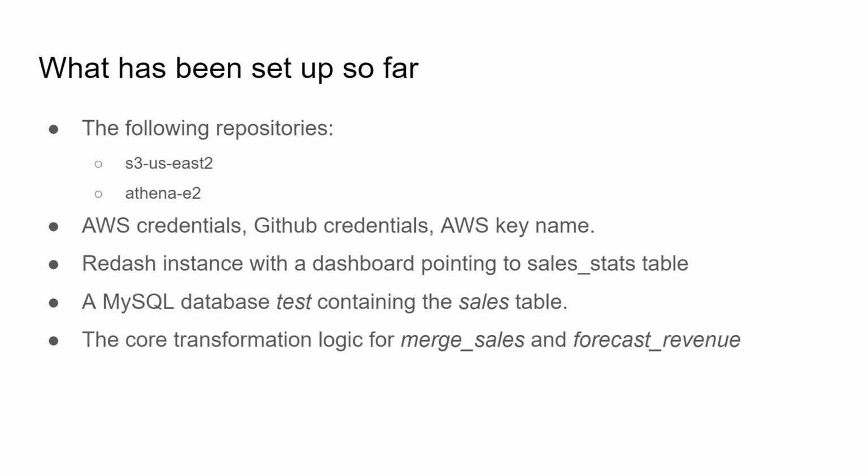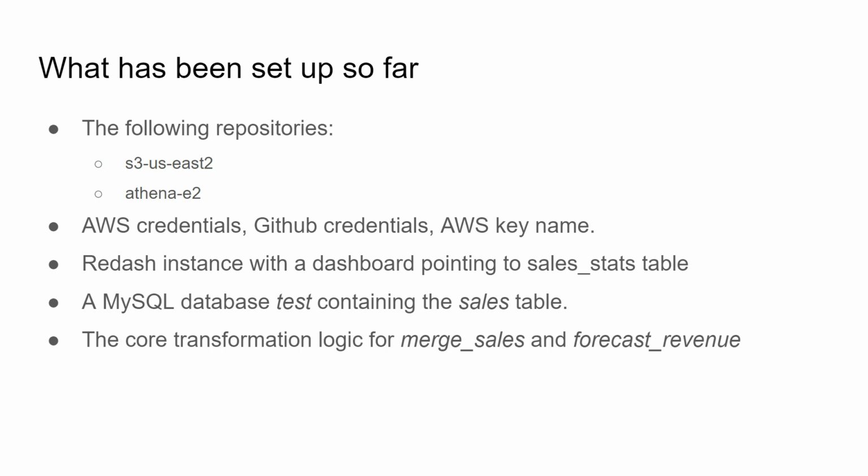So we have some repositories registered with Trel, S3 US East 2 and Athena. These can be done with one line each. We have some credentials registered with Trel, and these are also done with a line each. We have a Redash instance already set up with a dashboard already built, and it is pointing at the sales stats table. We also have our sales table ready in a database called test, and as you can see, we also wrote the transformation logic for merge sales as well as the forecast revenue.